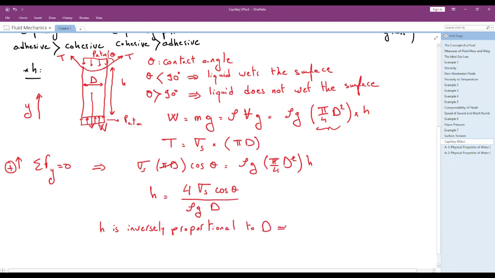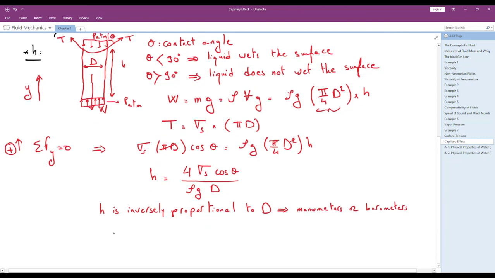So it is important when doing pressure measurements using manometers or barometers to choose a tube diameter D that is large enough to minimize capillary effects. So in this way we can have pressure readings that are more accurate when using manometers or barometers.